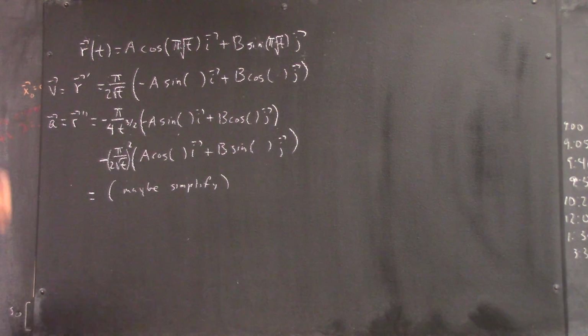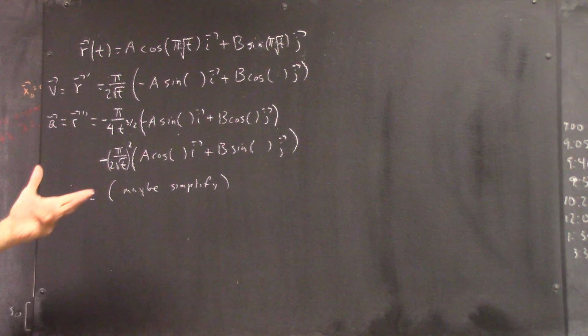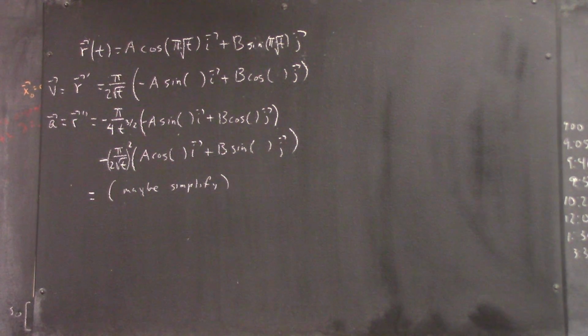And it's very straightforward. Now this thing is squared, so we'd probably write it as pi squared over 4t, right? But that's just a coefficient. We'll look at that in a minute. So what is this telling us about the motion?